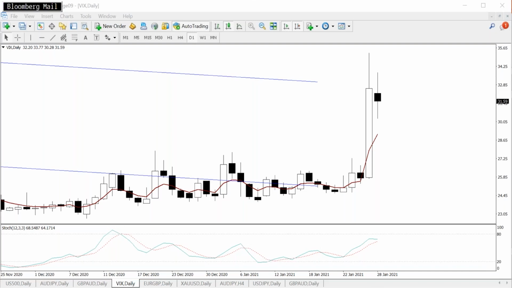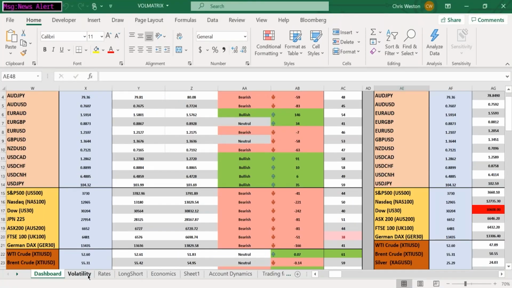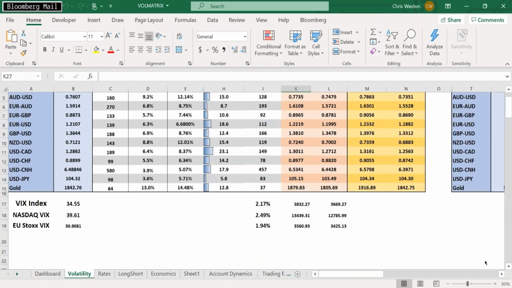Now, there's a calculation that you guys can use, and this is a spreadsheet that I use, and I'll go over that in a moment. But the calculation for you guys, and I think this is really powerful. If you've got the VIX trading at 34.5, let's just change that number.